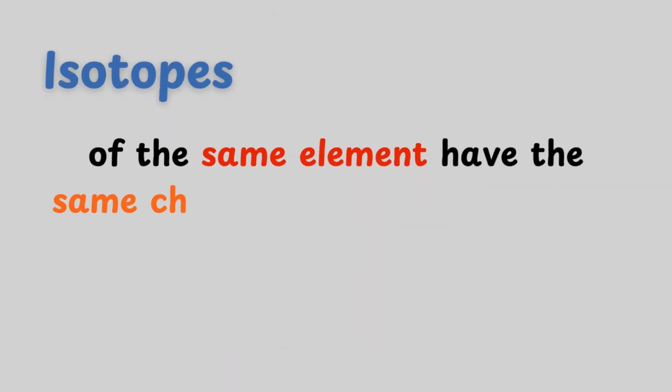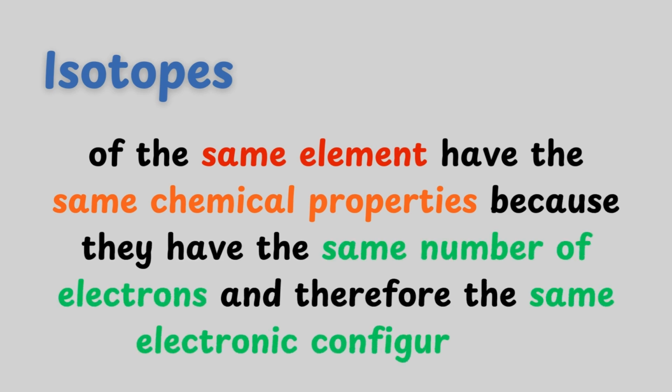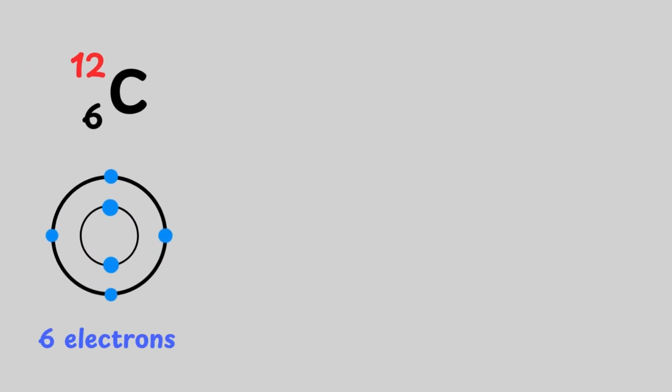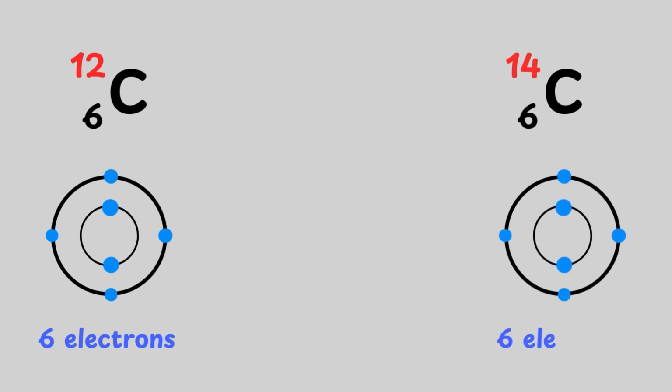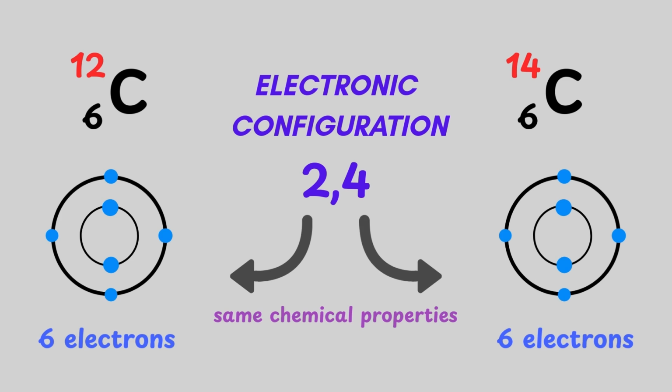Isotopes of the same element have the same chemical properties because they have the same number of electrons and therefore the same electronic configuration. Why? Let's say we have an atom carbon-12. It has 6 electrons, 6 protons, and 6 neutrons. Carbon-14, which is an isotope of carbon-12, also has 6 electrons, but it has 8 neutrons. Therefore, the electronic configuration of both isotopes are 2-4, 2 electrons in the first shell and 4 electrons in the second shell. Therefore, they have the same chemical properties.